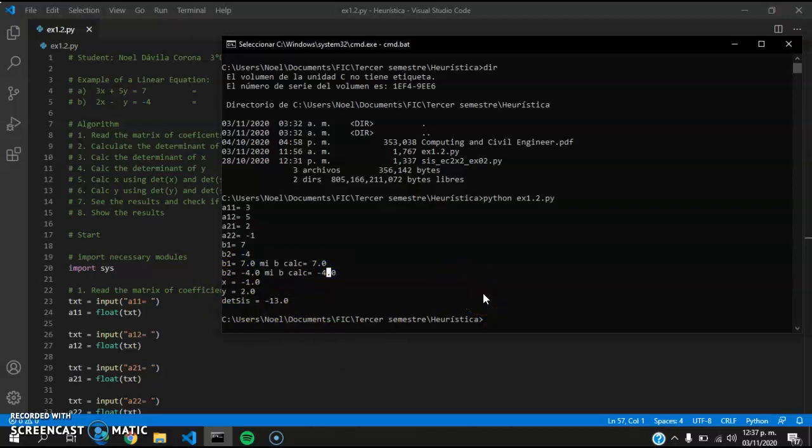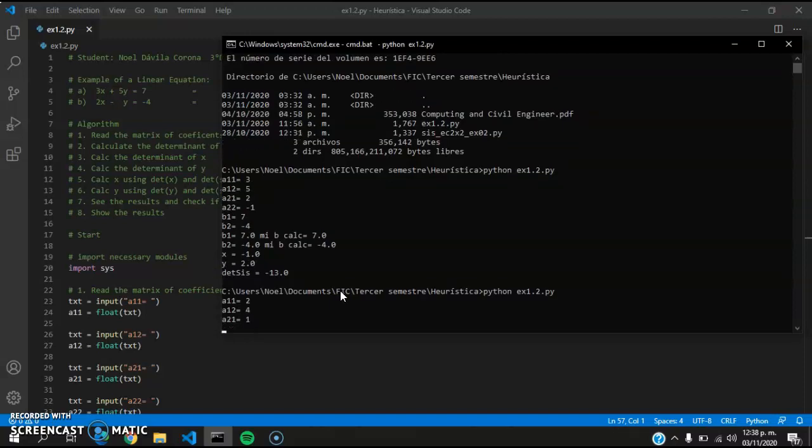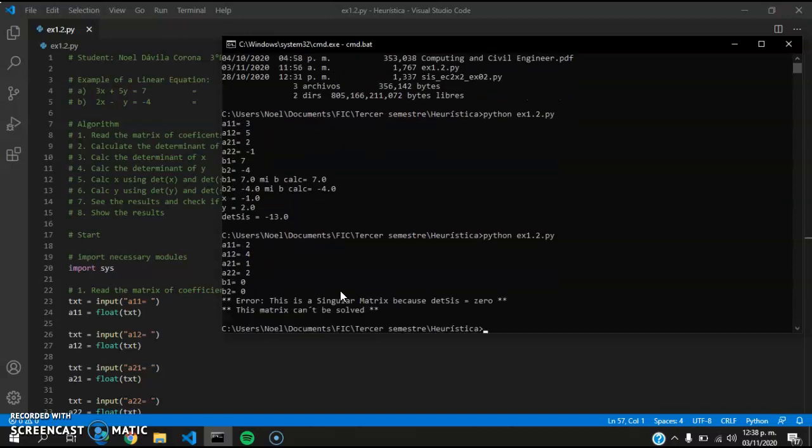Now I'm going to show you what would have happened if we solve a singular matrix, as I was saying. We're going to write python, the same document again. And now for A11, I'm going to put, I don't know, an example of a singular matrix: 4, 1, 2, 0, 0. As you can see, this is an example of a singular matrix, and my terminal says that this is a singular matrix because the determinant of the system is 0, and this matrix can't be solved.